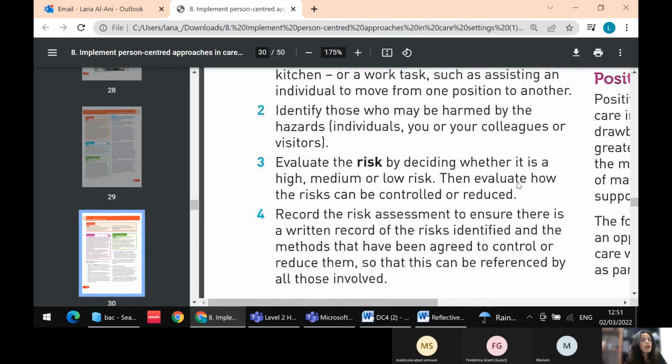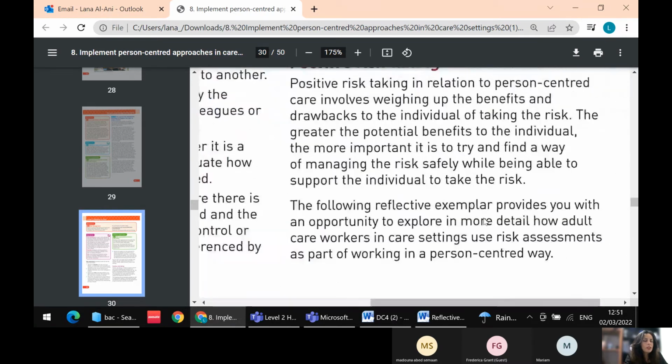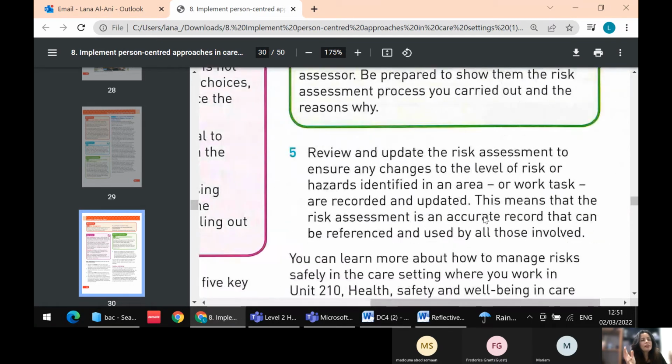So I need to write it up, or maybe she is very good. If she is good and she's got the mental capacity, I can allow her to heat the kettle and make her cup of tea by herself. Okay, understood? And then after that, I can review and update the risk assessment, ensuring any changes are recorded.